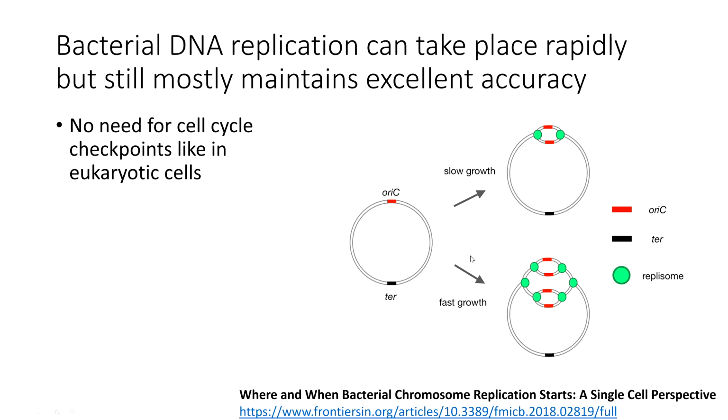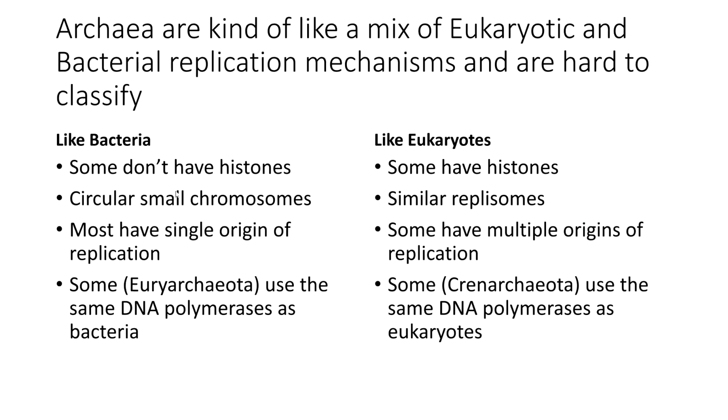This is because during fast growth conditions, like in pure culture, you'll actually have divisions happening on a chromosome that's still being duplicated. So this can be very rapid, and there's no need for cell cycle checkpoints like what you have in eukaryotic cells. It just kind of happens.